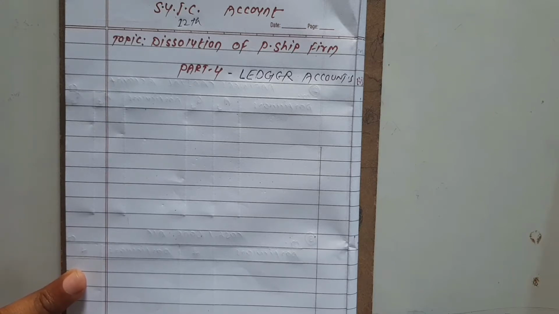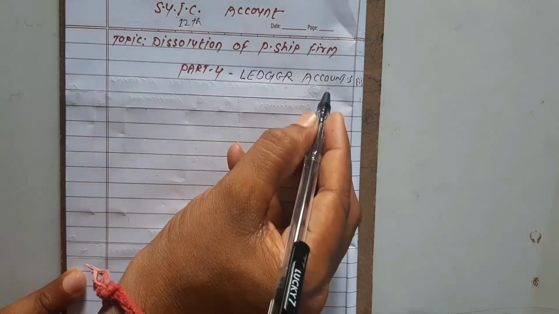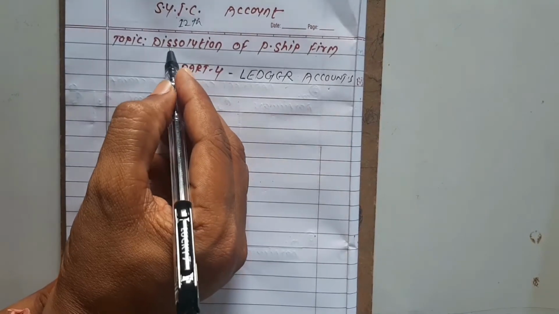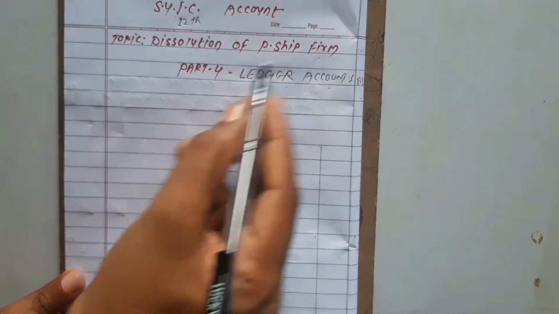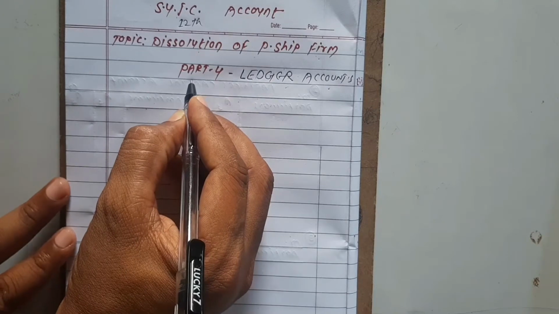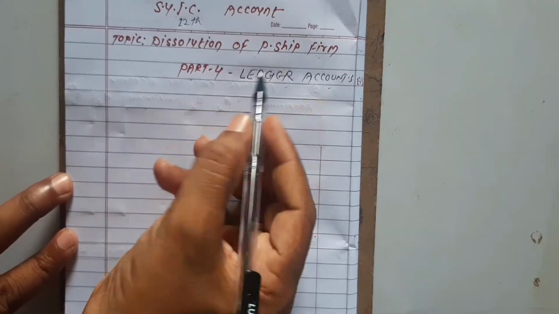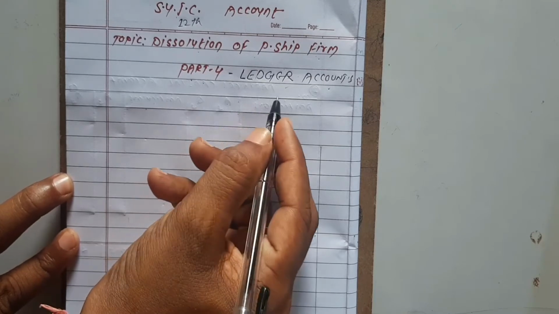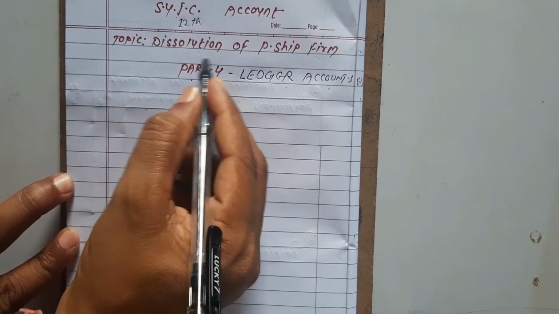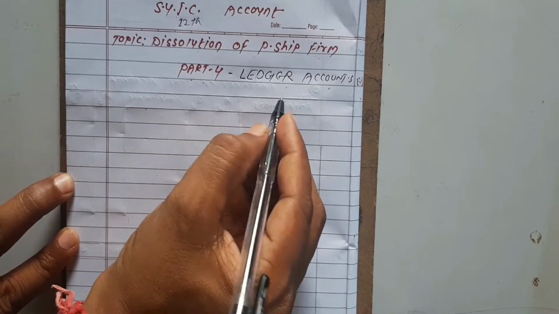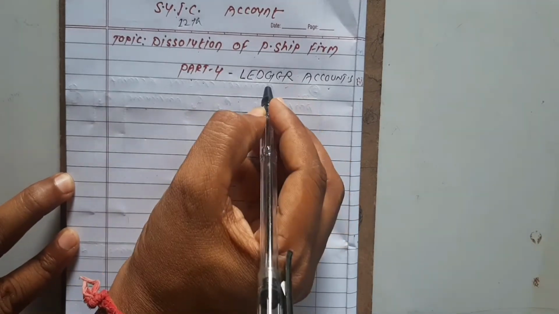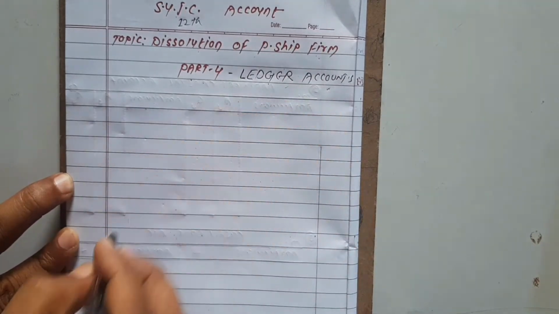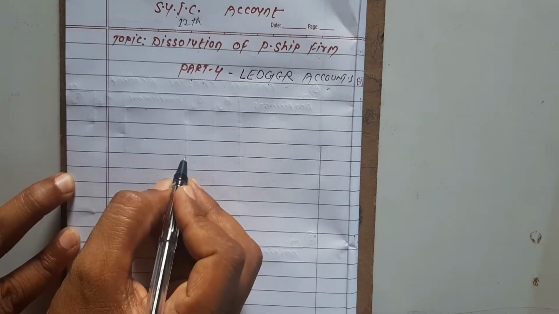Today I'm going to explain you the different ledger accounts in the topic of dissolution of partnership firm. In the previous lecture, part 3 of dissolution of partnership firm, we have just discussed about the journal entries to be passed. And now in the part 4, the lecture 4, we are going to study or learn about the ledger accounts. The different ledger accounts we have to prepare.